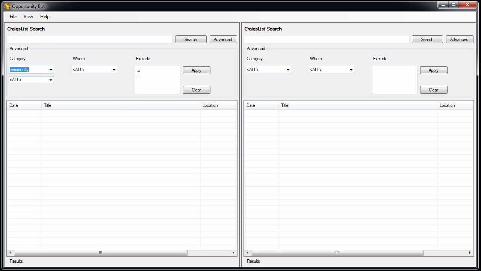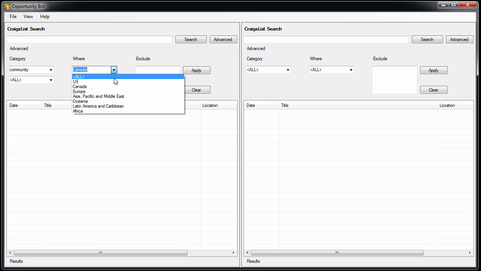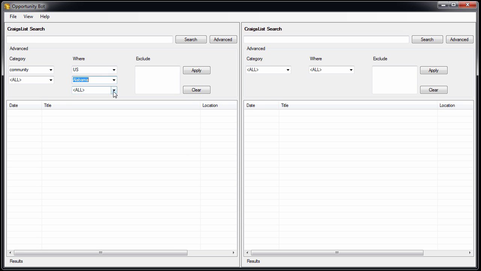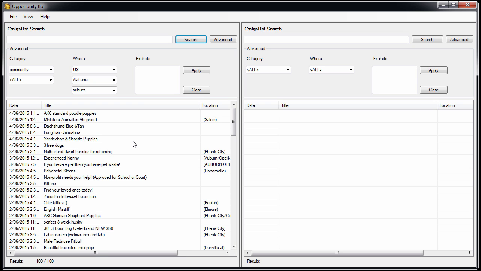So actually, let's do a quick search. We'll just look at the contents of a community board in Alabama, Auburn, just to get an idea about what we're looking for. Okay, here we go. So we have a whole lot of dog groups showing up. If you had a pet-based business, you sold pet food or something like that, then this would be quite good to get on board with.